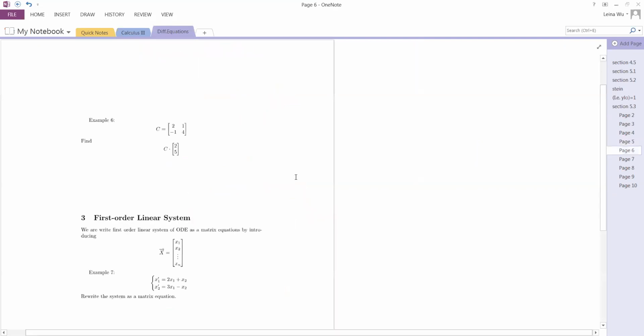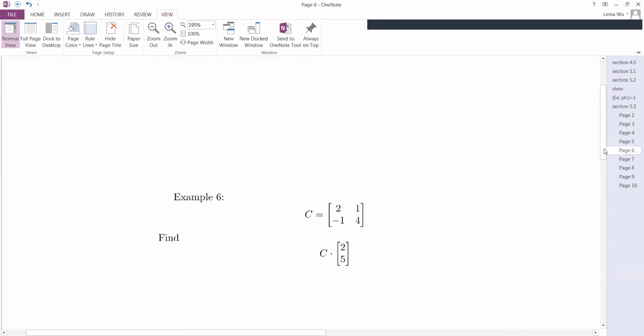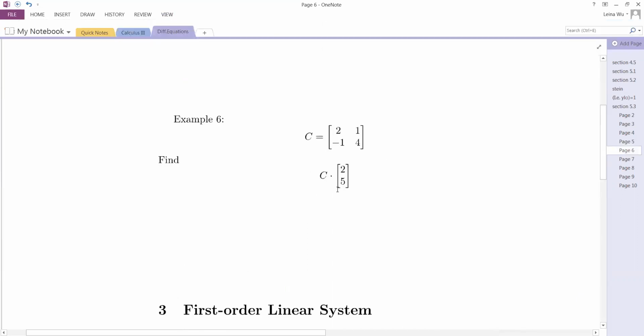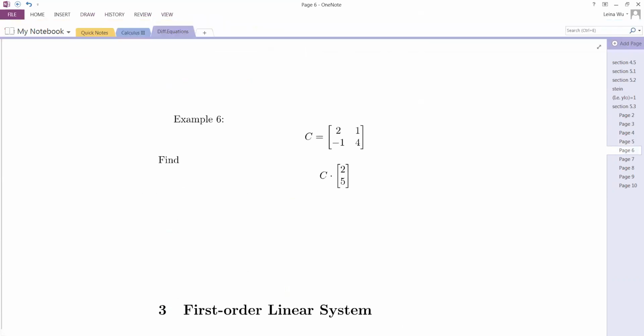Okay. So next, let's go to example 6, and then we're going to try to relate our matrix to linear system. Example 6 just does a matrix multiply with a column vector. Can we perform such multiplication? Yep. So matrix C is 2 by 2, and 2, 5 is a column vector, which is 2 by 1, right? So the result should be a 2 by 1 matrix, which is a column vector again.